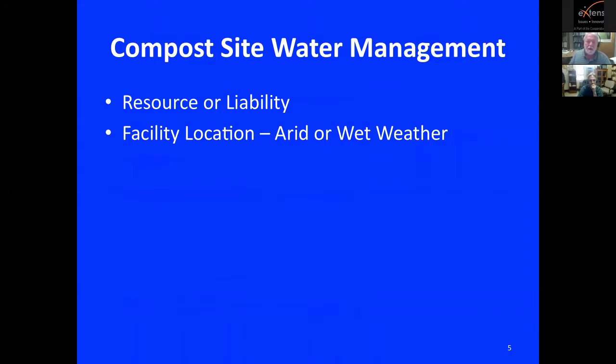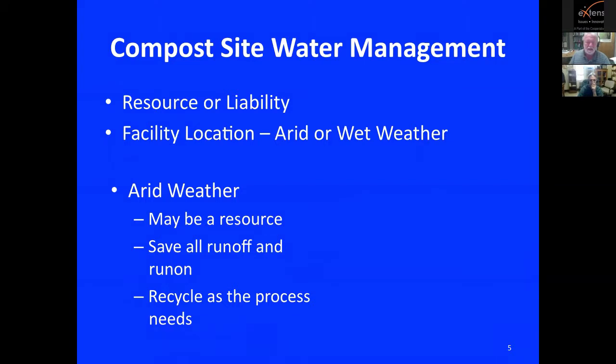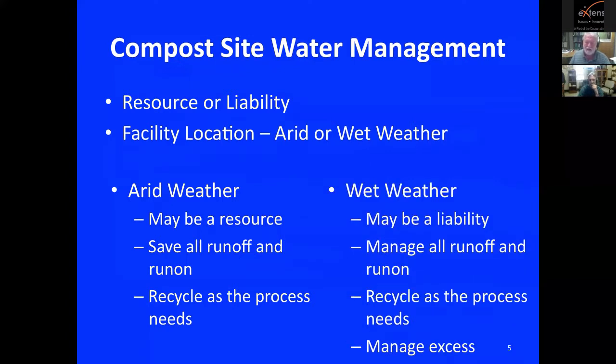The compost site water management idea is to use this resource, not make it a liability, manage it, and we have to kind of think about it in two different categories, two different columns. Is this facility in the arid West? If it's in the arid West, well, we need water as a resource. We want to save the runoff and the run-on. We want to recycle all the processed water that we can, or at least all that we need for our process. If we're in the East, well, it might be a liability. And we'd like to manage that runoff. We'd like to recycle what we can and what we need, but we're also going to want to manage the stuff that we're going to have to get rid of somehow.